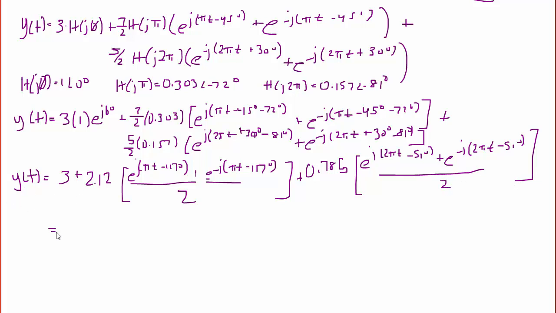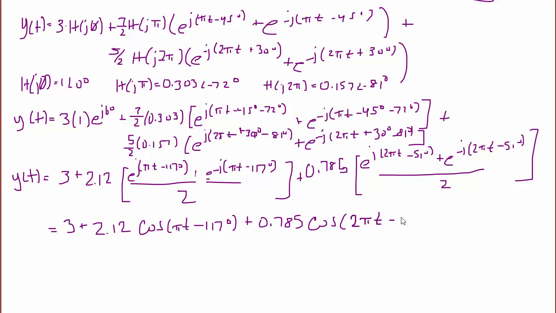So using Euler's identity to rewrite this as a cosine, y of t becomes 3 plus 2.12 cosine(pi t minus 117 degrees) plus 0.785 cosine(2 pi t minus 51 degrees). So once again, we see that this ends up being y0 of t plus y1 of t plus y2 of t using superposition.